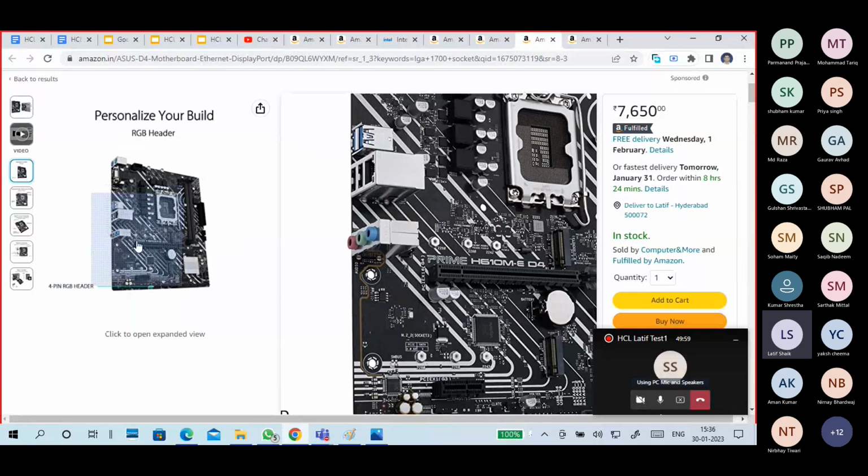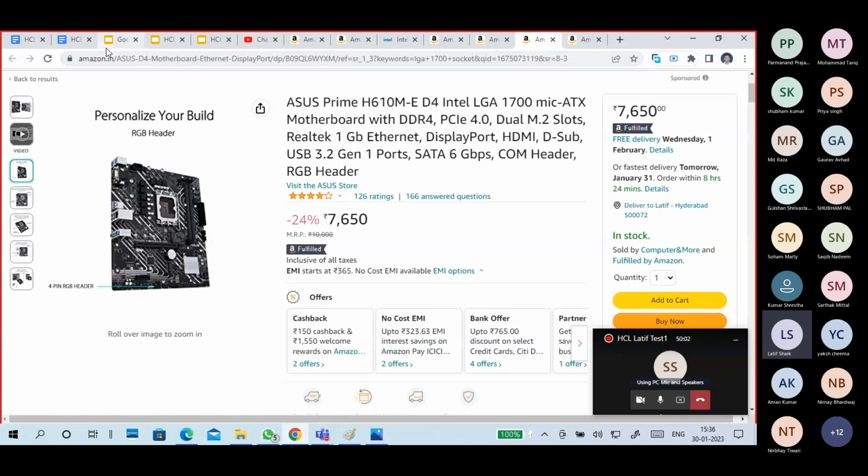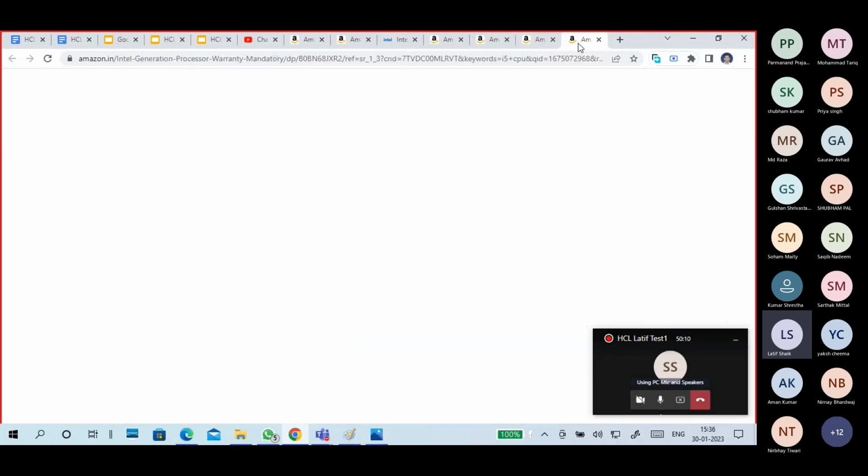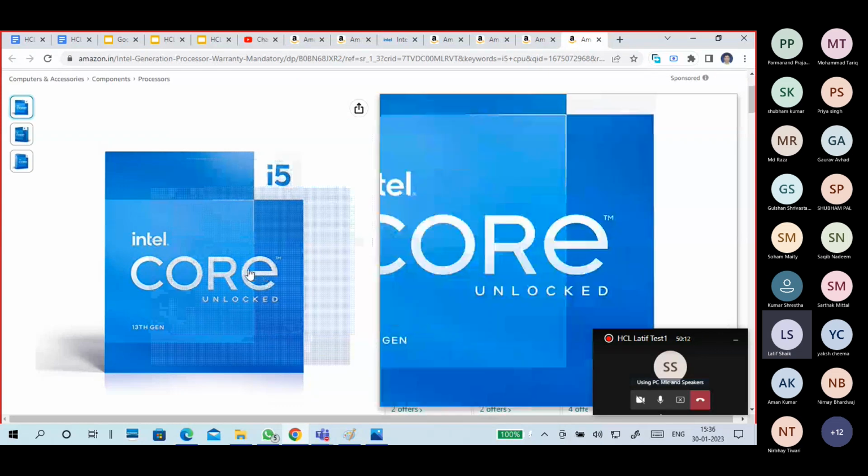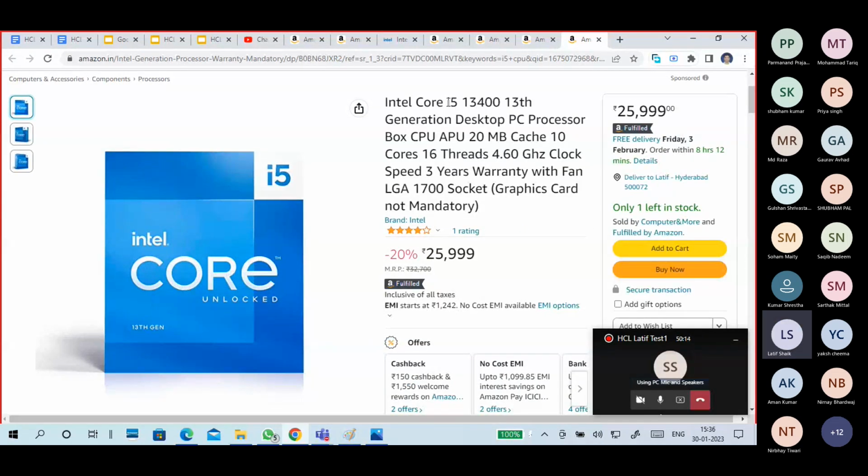Back panel connectivity depends upon what the internal components are. You may get built-in Bluetooth, and some have built-in Wi-Fi. So this is a 13th generation Intel processor. It contains 20 MB cache memory, 10 cores, 16 threads, 4.6 gigahertz clock speed, and an LGA 1700 socket.